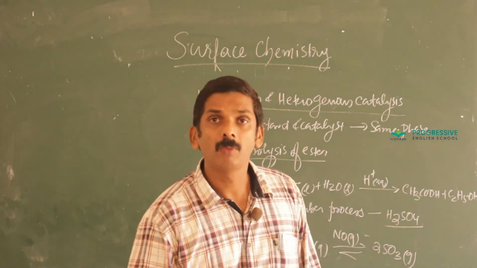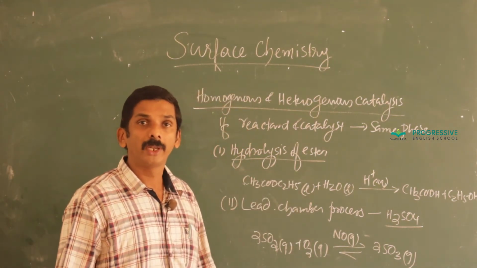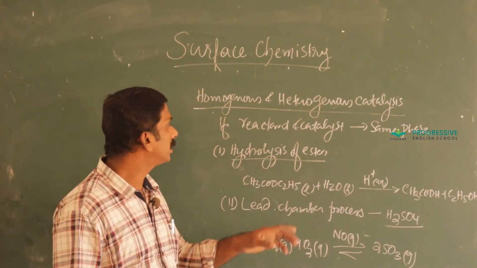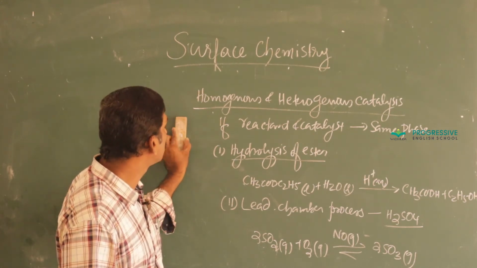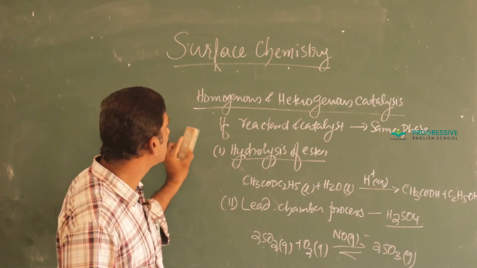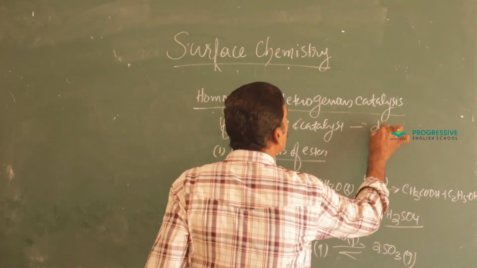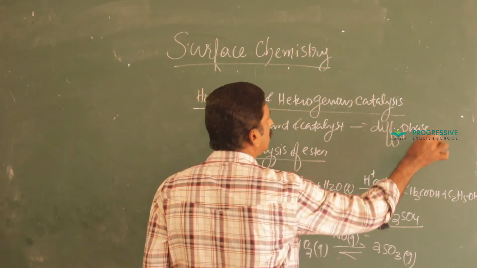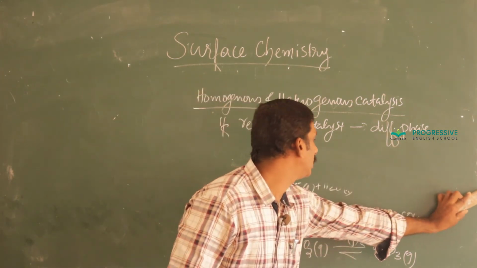Last year we studied about homogeneous and heterogeneous equilibria. Here both reactant and products are in the same phase. Here reactant and catalyst are in the same phase. They are called homogeneous catalysis. And in the case of heterogeneous catalysis, reactant and catalyst are in different phases.